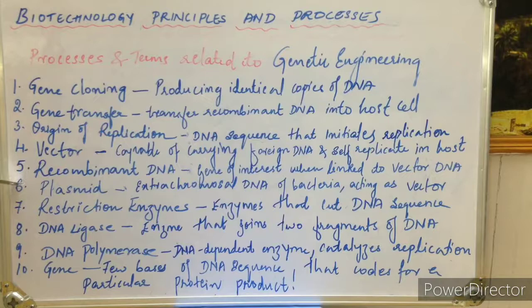Next it is plasmid. What is the plasmid? Plasmids are a type of vectors. Plasmids are the type of vectors which are extrachromosomal DNA. As we already studied the plasmids in the cell, the unit of life chapter, right?